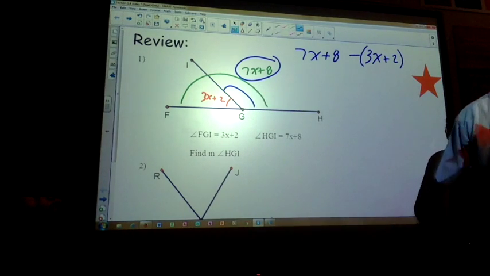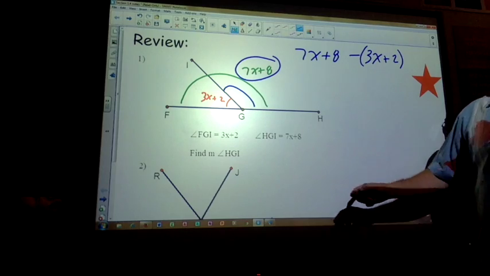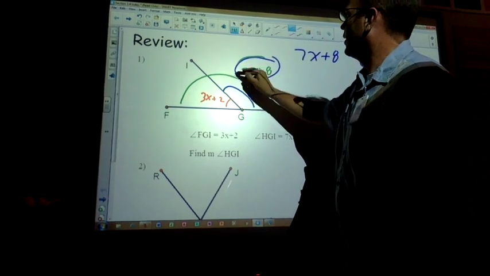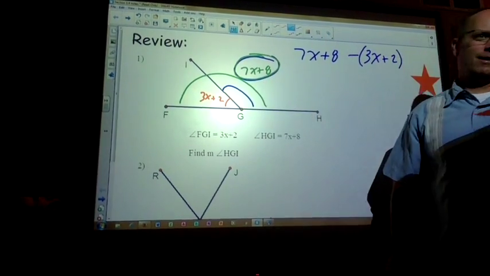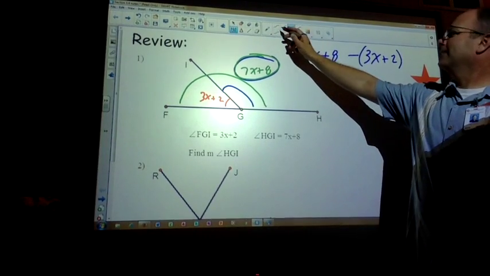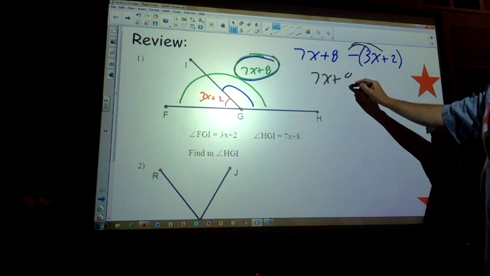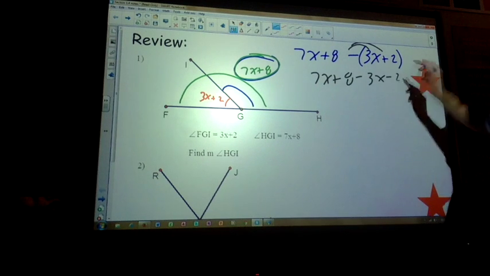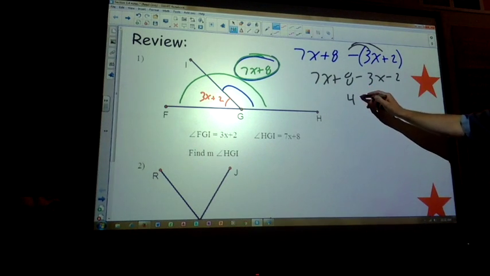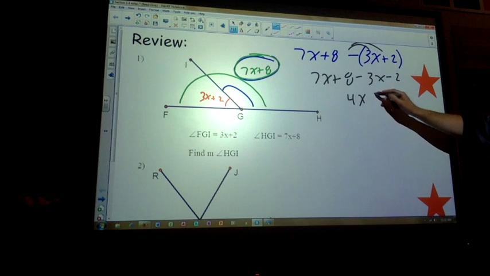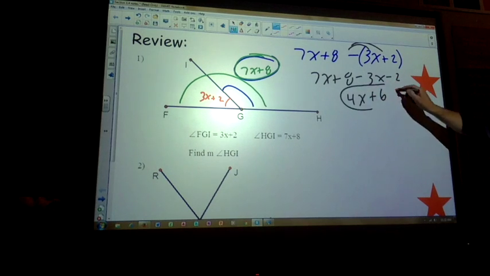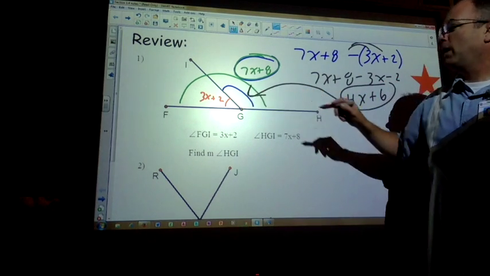Oh, I was looking at it differently. Does that work? Okay. All right. So, distribute here and here. 7x plus 8 minus 3x minus 2. Do you agree? 4x plus 6. So 4x plus 6 would be the size of this blue angle.